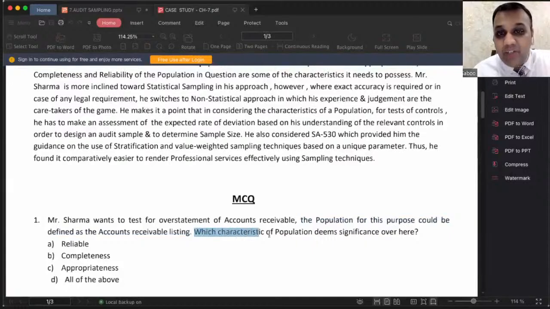Which characteristic of populations deems significance over here? To check for overstatement of accounts receivable, the population is accounts receivable listing. Which characteristic of population deems significance over here? Reliable, completeness, appropriateness, all of the above. Answers, please.